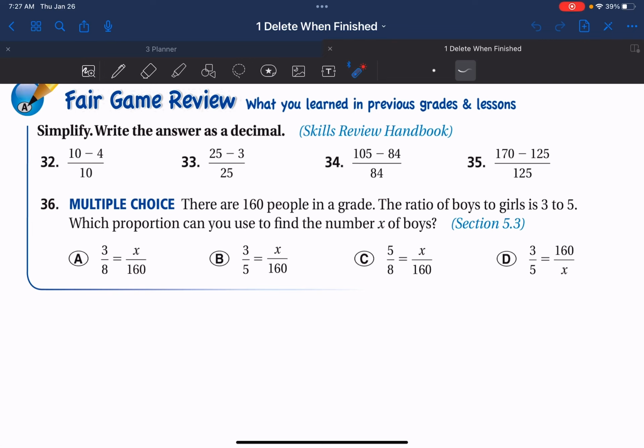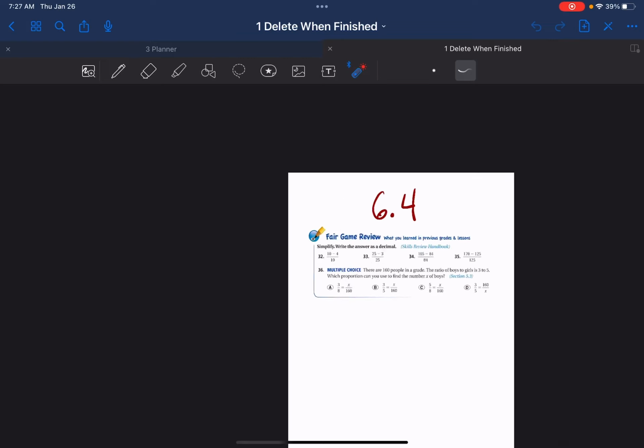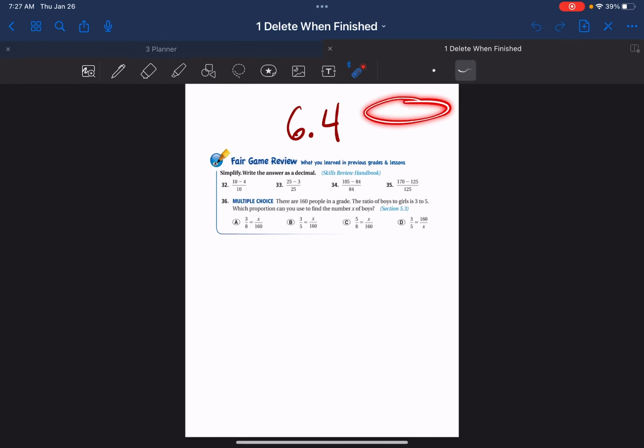And so that's just a question from chapter 5 about setting up proportions. And so I want to see if you guys can do that one too. So go ahead and pause this video, get that done. Make sure you put your name on the top and turn that in. And then I'm going to go ahead and get started on the lesson. So go ahead and pause this.